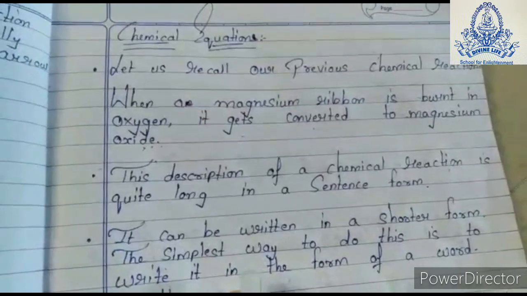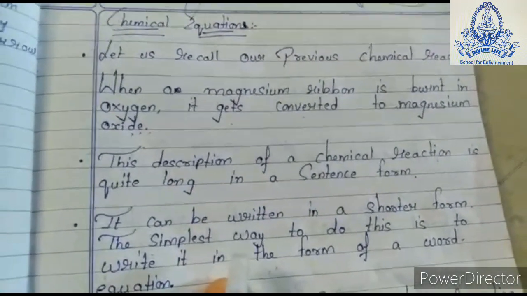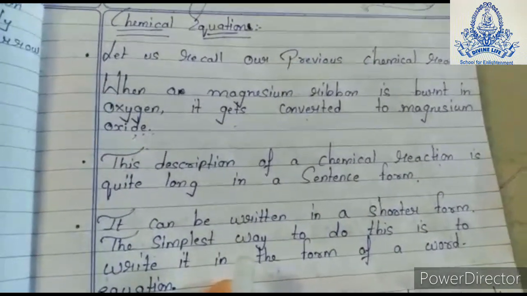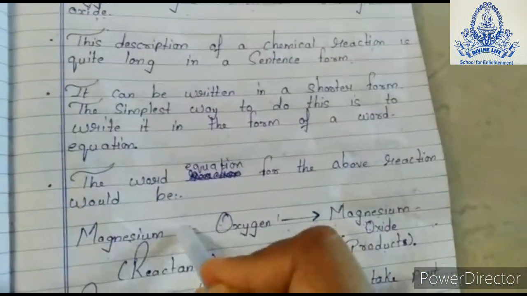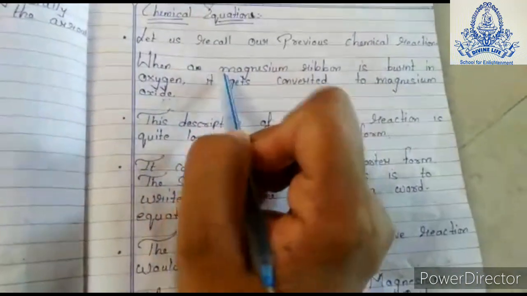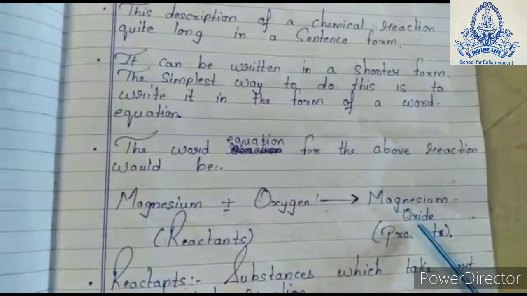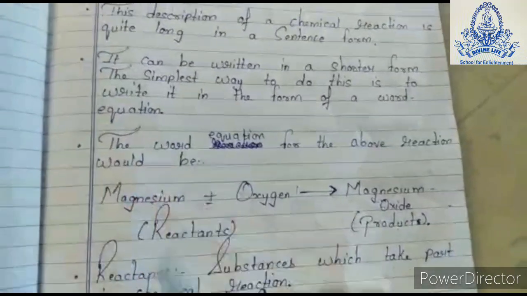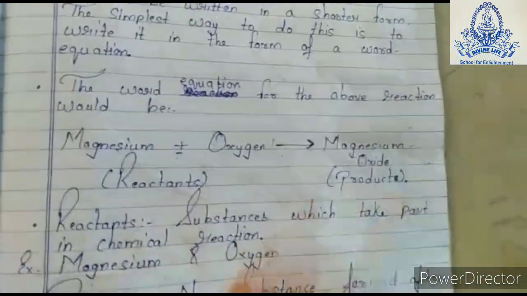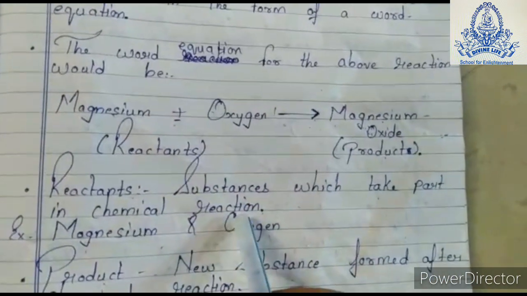Now there are two kinds of chemical equation. One, you can mention it by utilizing words, and secondly, by using the symbols and the formulae. Let us see how the equation can be mentioned by utilizing the words. Now the word equation for this reaction we are talking about would be magnesium plus oxygen gives us magnesium oxide. From this equation, you are going to study two new terms, that is reactants and the product. What do you mean by the reactants? The substances which take part in chemical reaction.